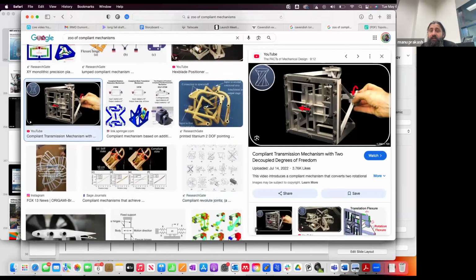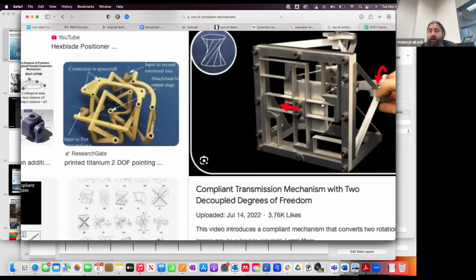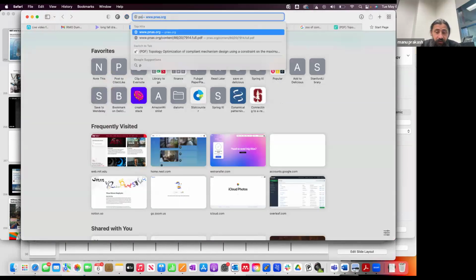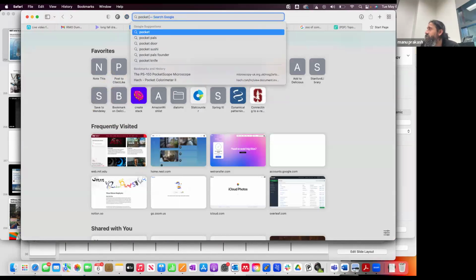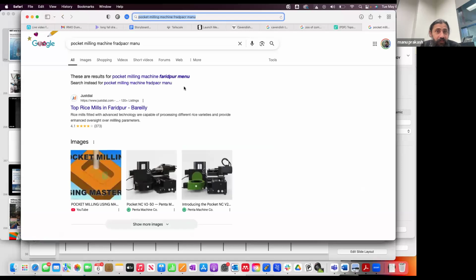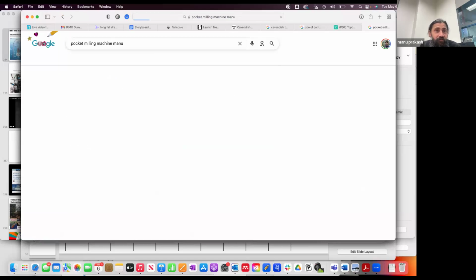This is a fun one. This is something that we built around. It's an XY stage. And actually, one thing I will show you is my class project when I was in grad school somehow is still online. Pocket milling machine. Let's see. When I search for it, I don't find it.